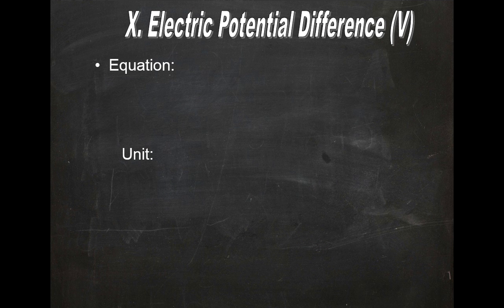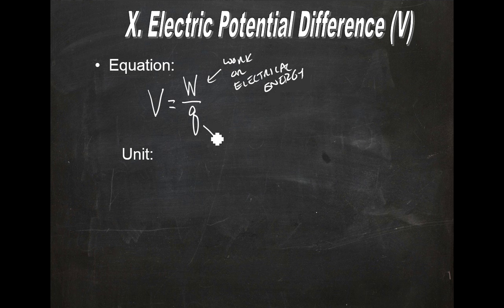Now, our equation for potential difference, a simple little bit, is capital V, and that's equal to W divided by Q, where the W represents work or electrical energy, and the Q is the charge that's being moved.